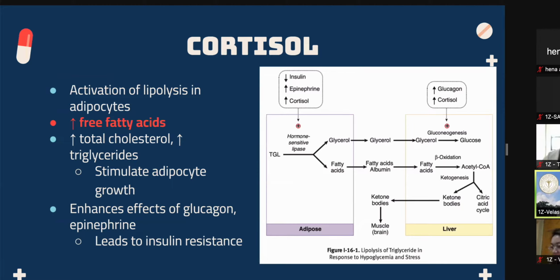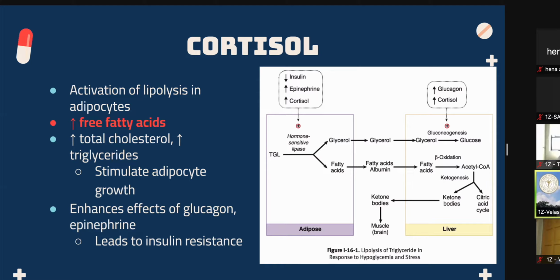lipolysis in adipocytes. So this increases the amount of available free fatty acids, as well as total cholesterol and total triglycerides. And this stimulates adipocyte growth. Again, this is part of its whole role as a stress hormone. It increases the number of free fatty acids for energy utilization, and this also enhances the effects of glucagon and epinephrine.